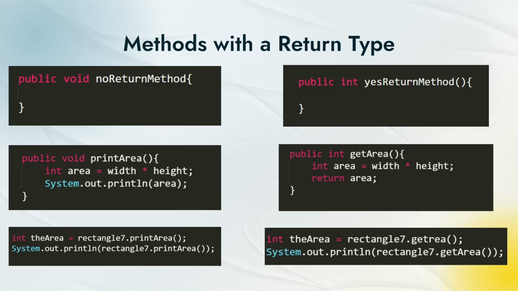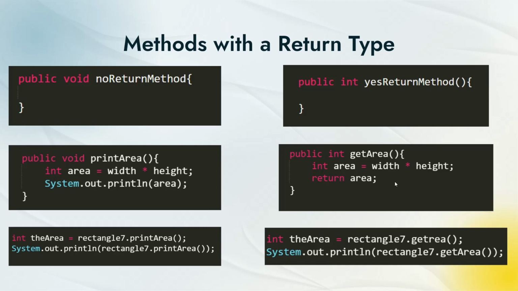What that does is, on the left side, if you were to do this, int area equals rectangle7.printArea, this wouldn't work because it is a void method and it has no return type. So when this method doesn't return anything and you're trying to store it in a variable, that would throw an error and this literally would not work. However, on the right side, sorry, that's a typo, it's supposed to be getArea. Anyway, on the right side, we can say rectangle7.getArea, and getArea returns area. So you can store it in a variable.